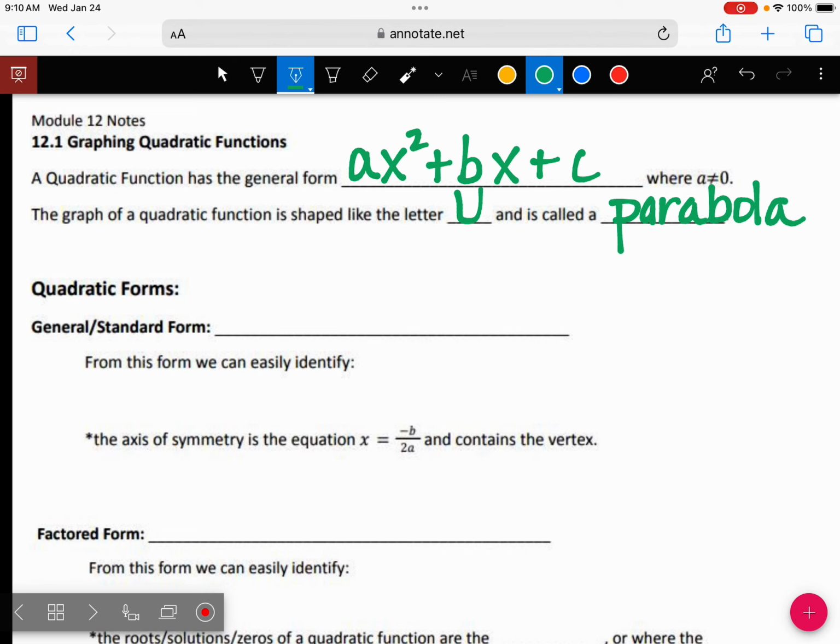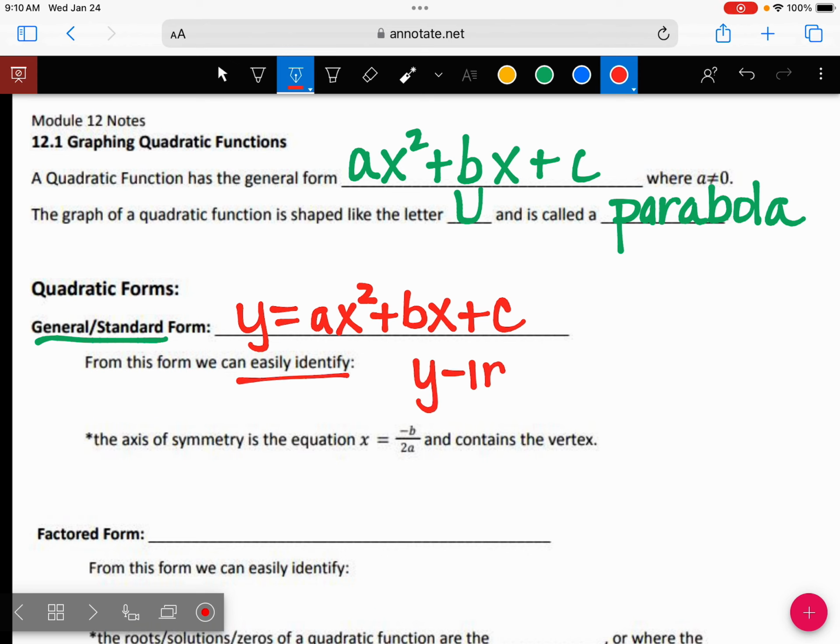Okay, so the first one is general form, and that would be y equals ax squared plus bx plus c. In this form, you can easily find your y-intercept. So there's 3 different ways to write a quadratic. Each one has a different benefit. The benefit of this format is that you can find your y-intercept, and your y-intercept will always be C. Whatever this number here is at the end, that is your y-intercept.